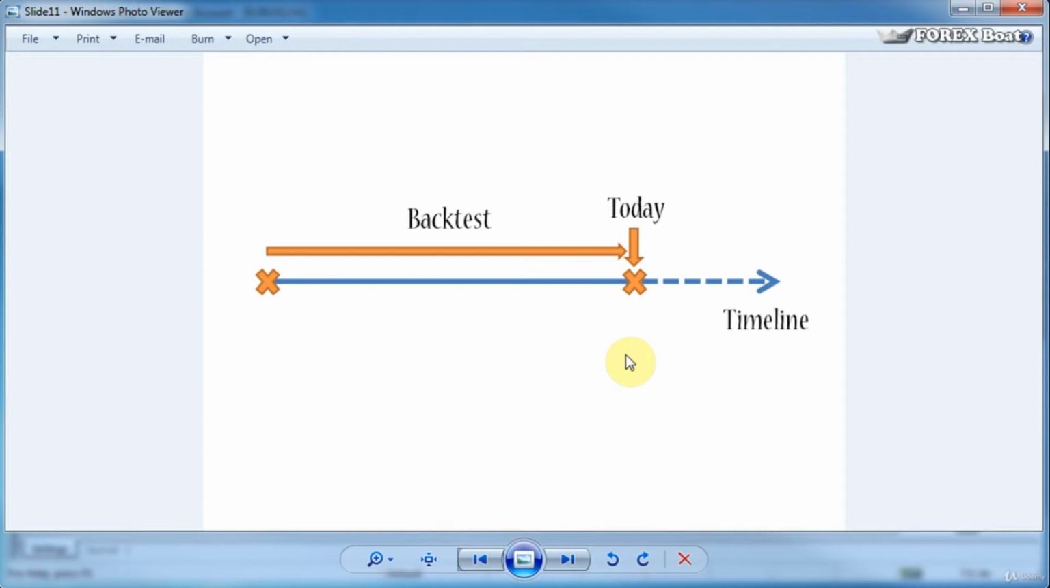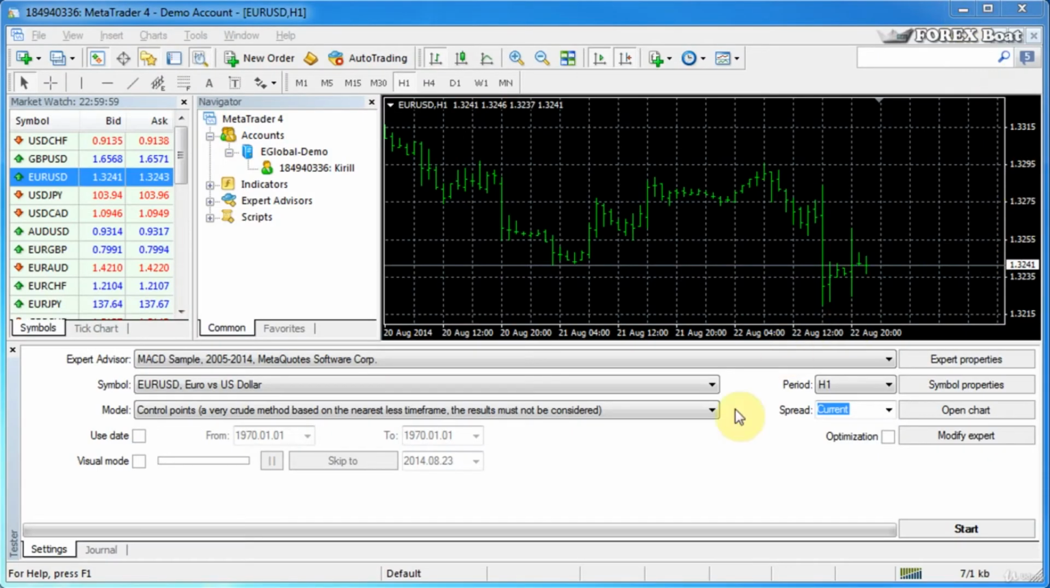For example, for trading strategies working on higher time frames, you might want to use several months or years of data. And for trading strategies working on lower time frames, such as the 5 minutes or 15 minutes time frame, maybe a month or even several weeks of data would be sufficient for a backtest. So let's go to MetaTrader 4 now and just run our very first backtest.